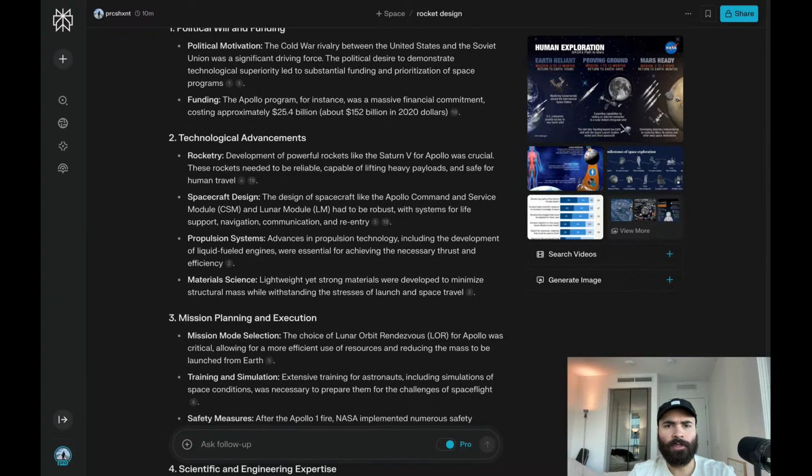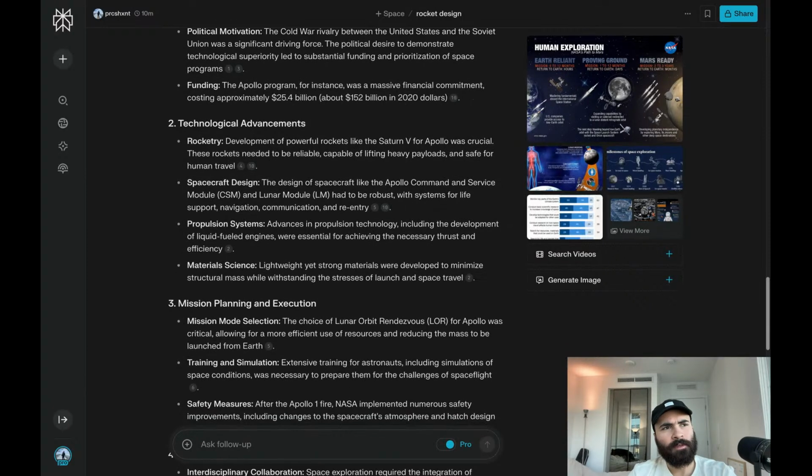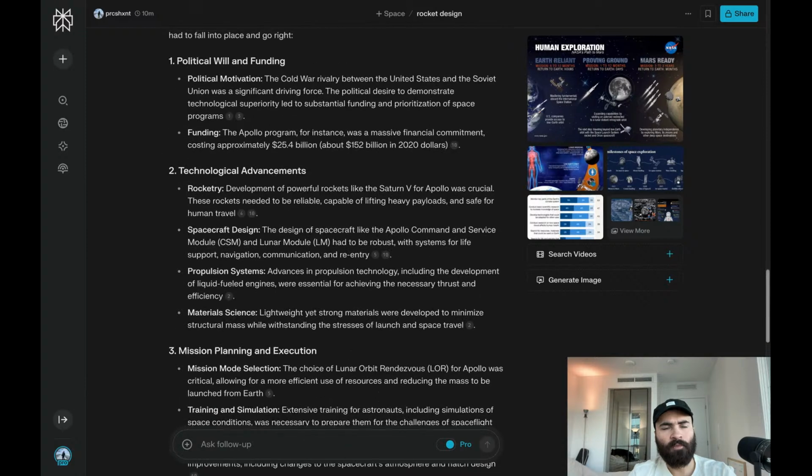The Apollo program, for instance, was a massive financial commitment, costing approximately 25.4 billion, about 152 billion in 2020 dollars. This is crazy, because I think it's mostly about political will and alignment, because today we are spending pretty much the same amount of money. 152 billion is not a lot of money. We spend a lot of money, but is the work really being done? That's interesting.